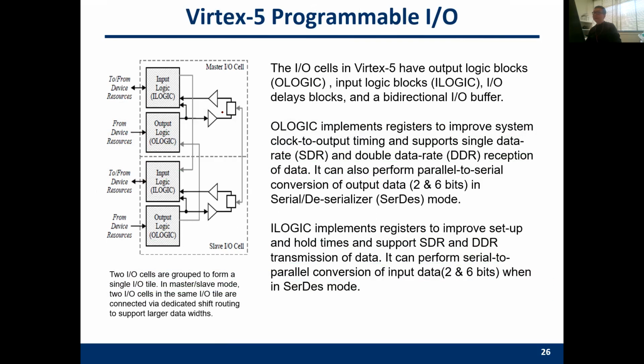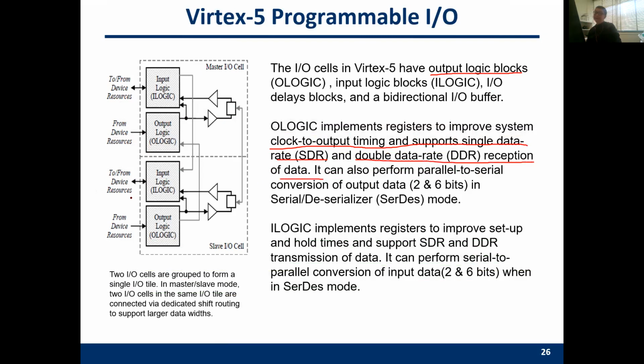And we also need some I/O cells so that we can actually apply the input and receive the output from the FPGA board. And there are multiple types of I/O interfaces. For example, the output logic block is one of them. It implements the registers to improve the system clock to output timing and support a single data rate and a double data rate reception of the data.